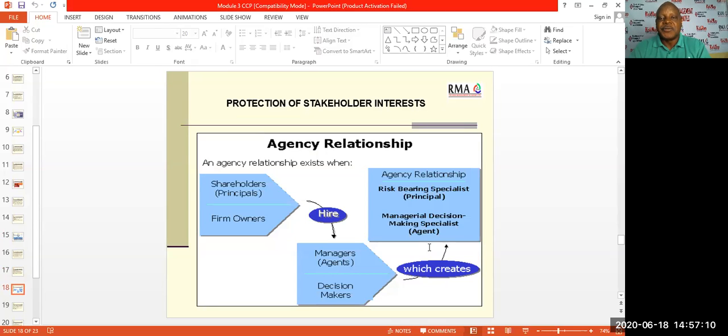Now, talking about protection of stakeholder interest. The reason for this is because of the agency principal relationship. An agent acts on behalf of the principal. So the principal here, they are the shareholders, the firm owners, they hire the managers. So how do you manage that kind of relationship? How do you ensure that managers will act in the best interest of the shareholders? And that is the whole essence of good corporate governance. So you need to put in place a solid corporate governance architecture in order to create a very robust agency relationship in such a way as to manage, to the barest minimum, friction between the principal and the agent.